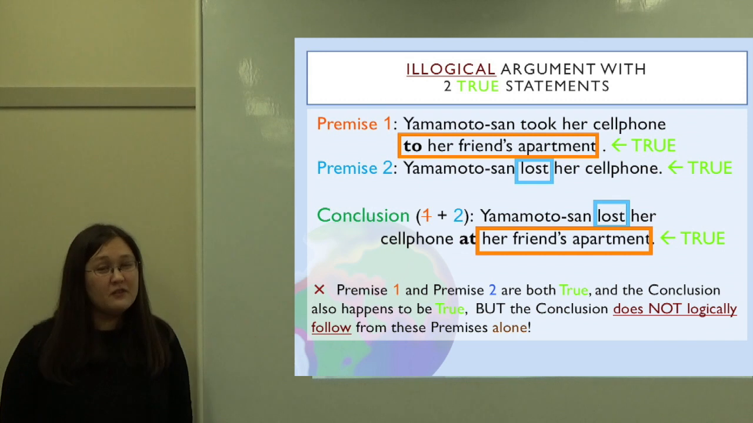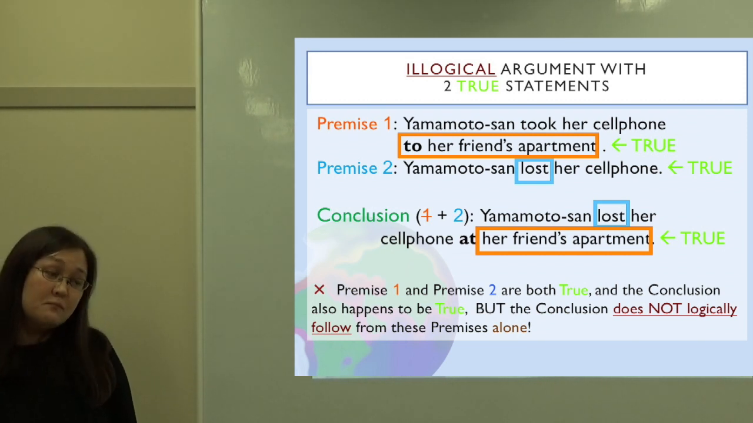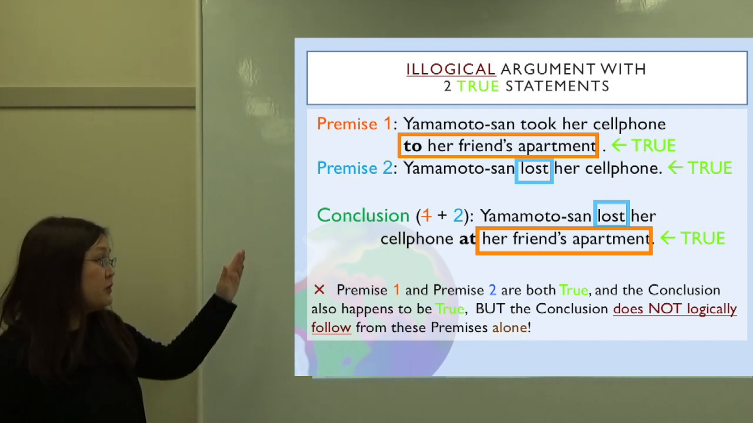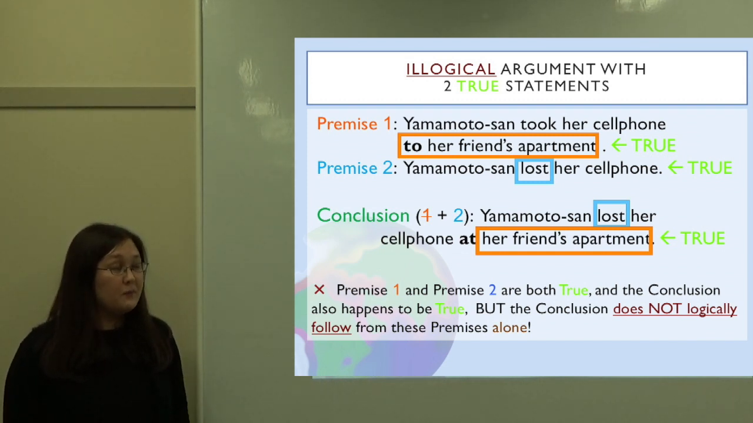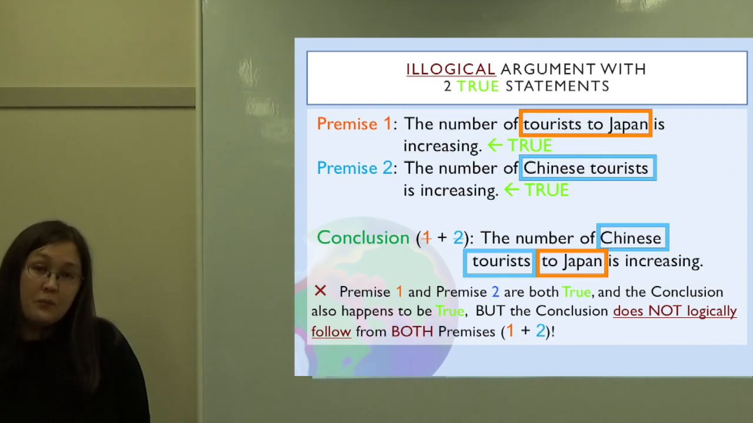That might be very likely, it might be probable, a good chance that she lost it there. But in premise 1 and 2, we don't have that information. So we cannot make a logical argument to say it was at the apartment. This is illogical, even if it might be true. Let's look at one more example.